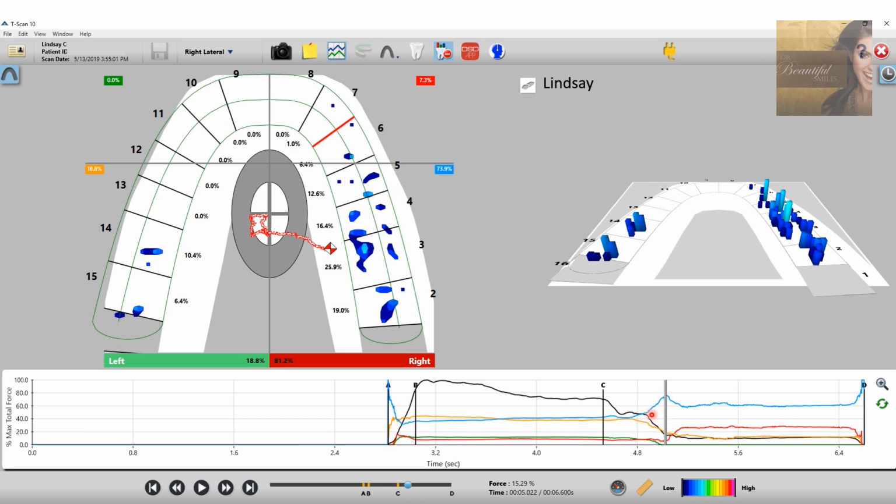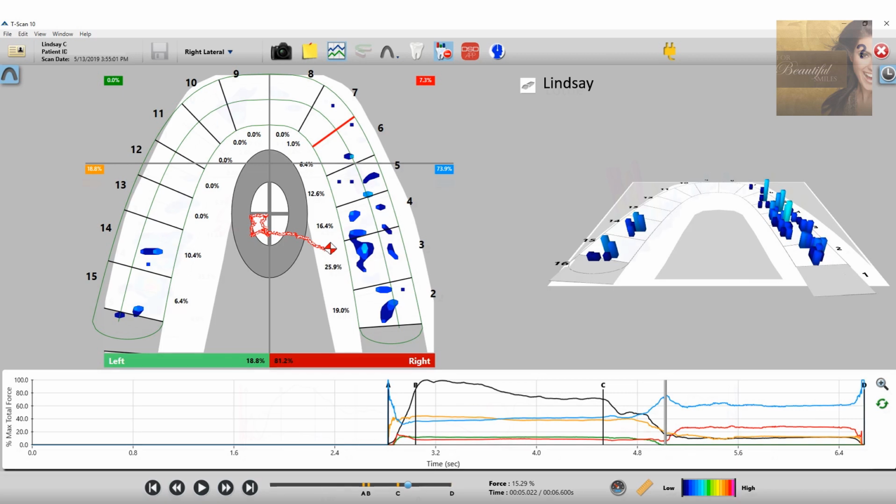This one's a little different. This is a pregnant patient with trigeminal neuralgia. She has a bite timing issue. This is not as evident as a bite force. Basically, her disclusion time between C and D is quite extensive. It should be less than half a second.